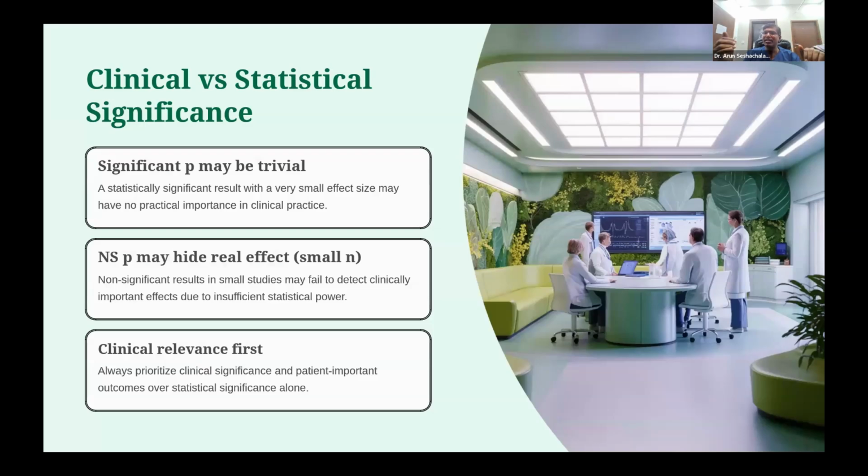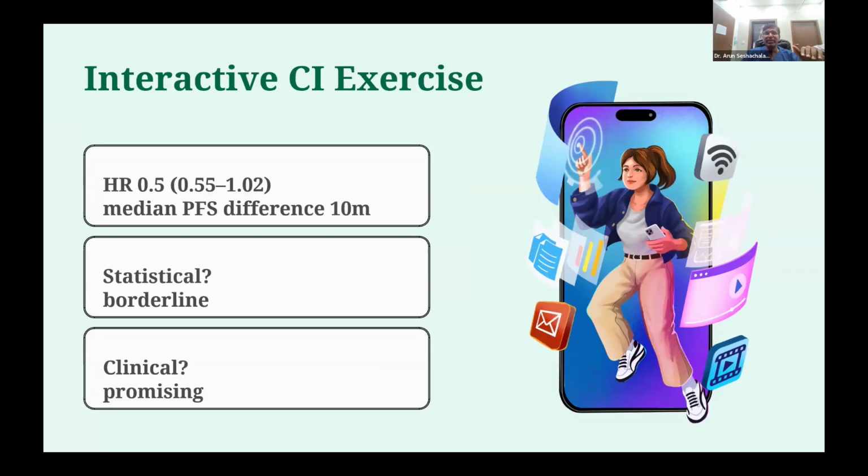However narrow our confidence interval is and whatever the p-value, a 10 days, 5 days, 15 days of clinical overall survival difference makes no difference to us. So always look into the clinical significance of all the statistical significance before we put it into clinical practice. Due to want of time, I'm skipping all these things.